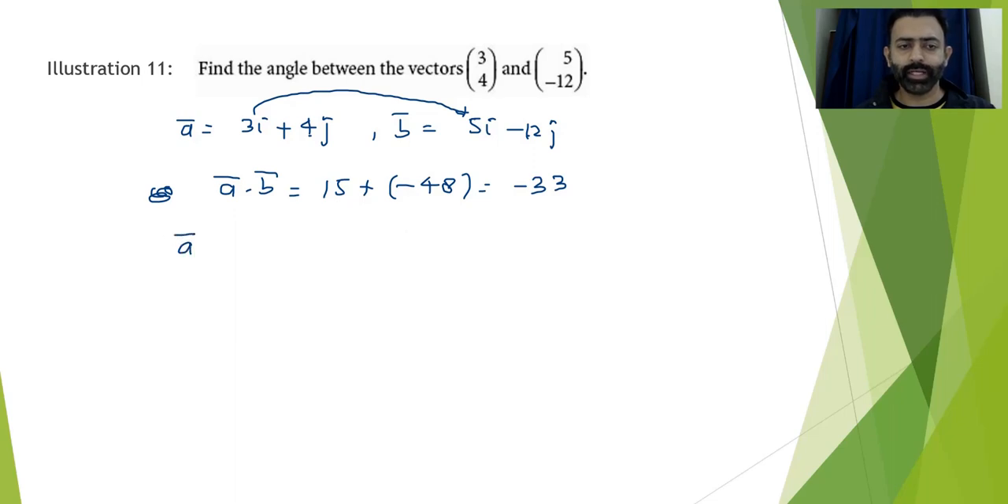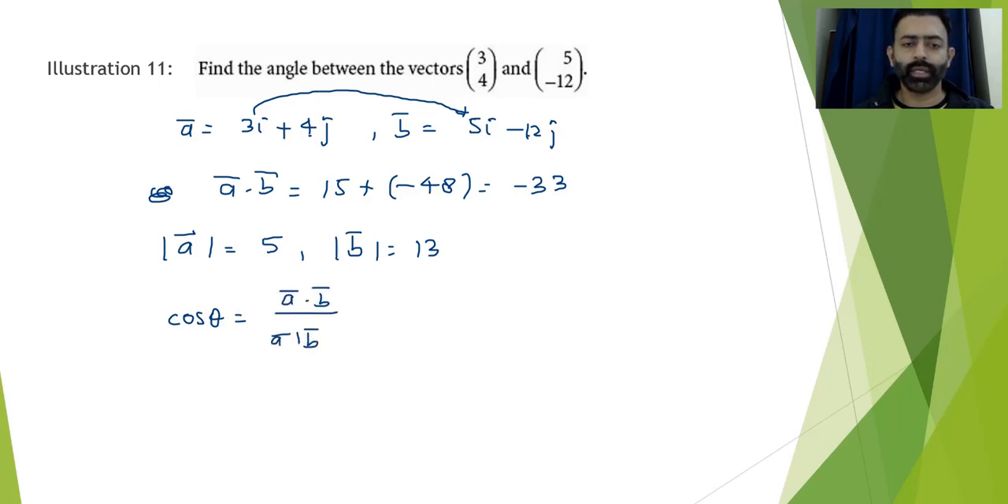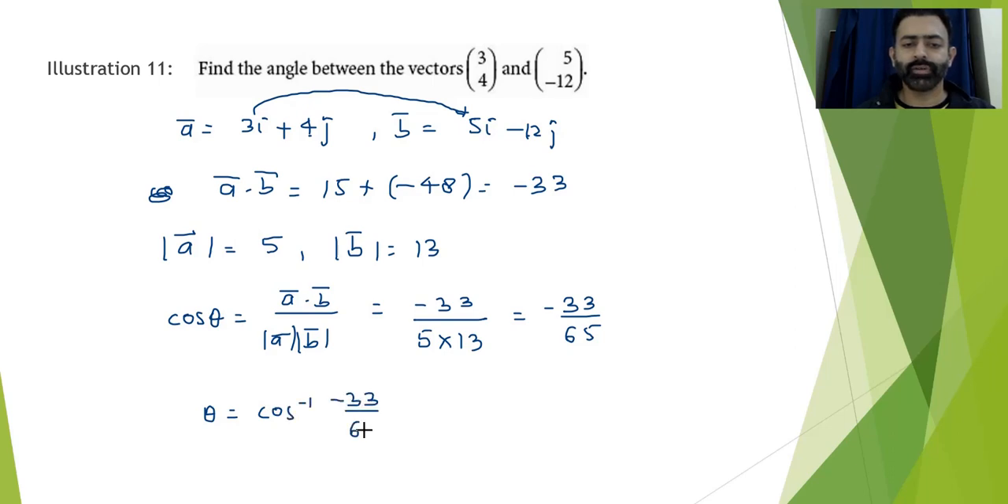Now find the right hand side. Modulus of A is square root of 3 square plus 4 square, which is 5, and modulus of B is square root of 5 square plus 144, which is root 169, which is 13. So according to the formula, cos theta is A dot B over mod A into mod B. So A dot B is minus 33 divided by 5 into 13, so minus 33 over 65. That means theta is cos inverse of minus 33 over 65.